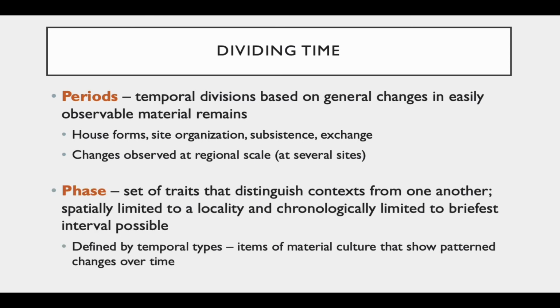Whereas there also is the finer division of phases, and this involves a set of traits that distinguish contexts from one another. They tend to be more spatially limited to a specific locality and provide chronological limitation to the briefest interval possible. And this is when those temporal types come into play, items of material culture that show pattern changes over time, and we can define where we are in time based on those.